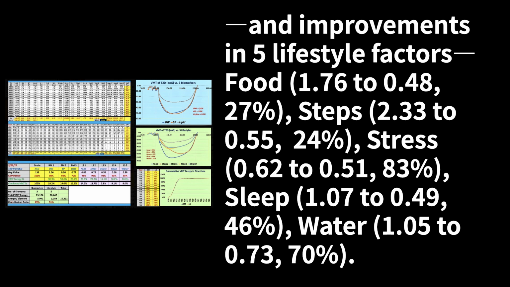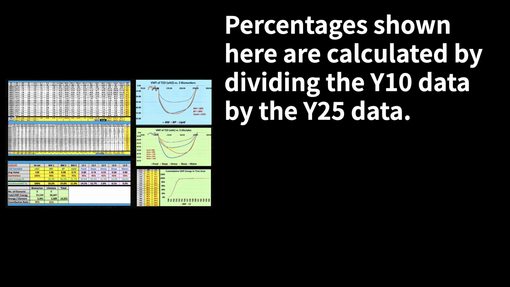27%; steps, 2.33 to 0.55, 24%; stress, 0.62 to 0.51, 83%; sleep, 1.07 to 0.49, 46%; water, 1.05 to 0.73, 70%. Percentages shown here are calculated by dividing the Y10 data by the Y25 data.